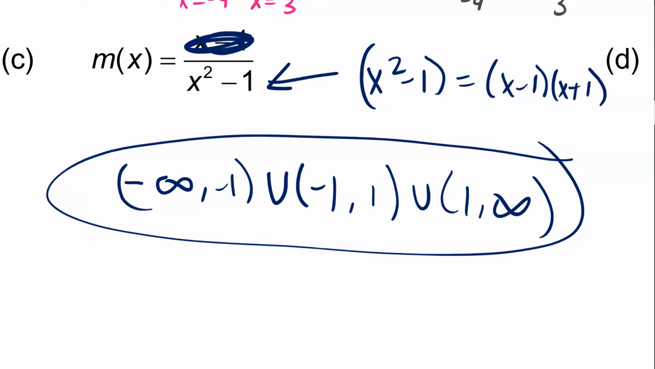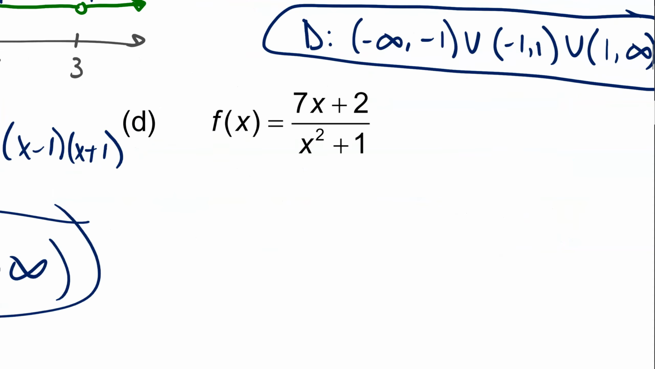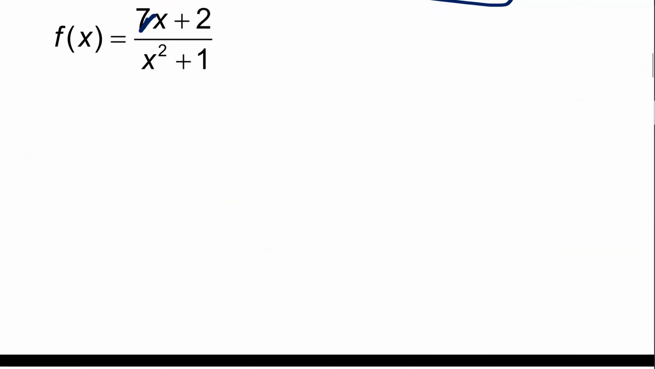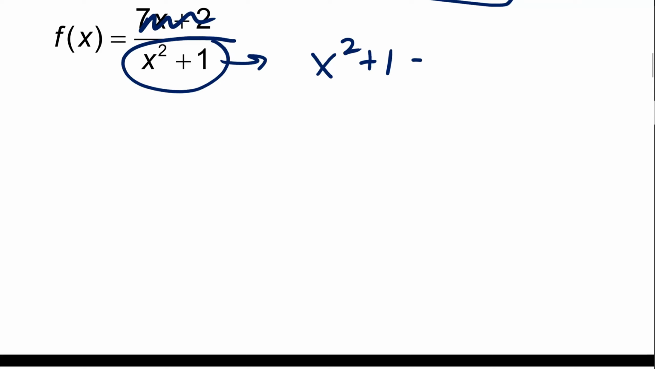And D. So try out D. So once again, we're just looking at the bottom. And I set the bottom equal to 0. So x squared plus 1 cannot equal 0, because if it does, we got this undefined nonsense.